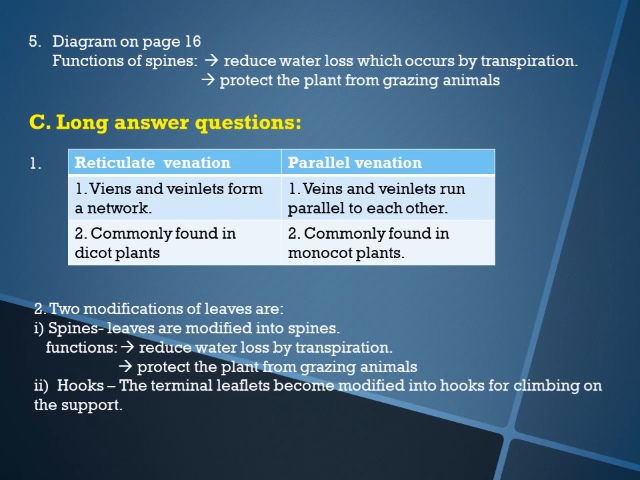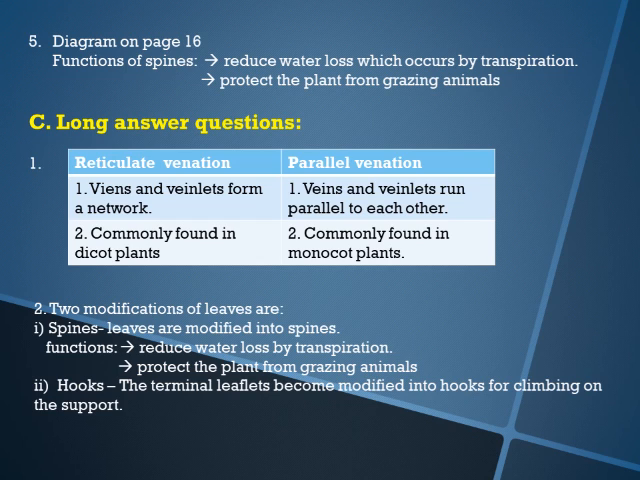Now we come to the long answer questions, children. How is parallel venation different from reticulate venation? I have discussed earlier. Veins and veinlets form a network in case of reticulate venation, and in case of parallel venation, it does not form a network. It is parallel to each other. Reticulate venation is commonly found in dicot plants, parallel venation is commonly found in monocot plants.